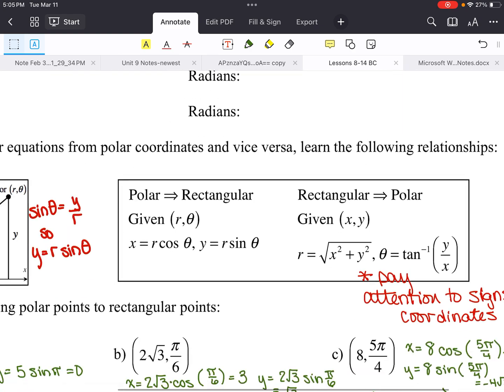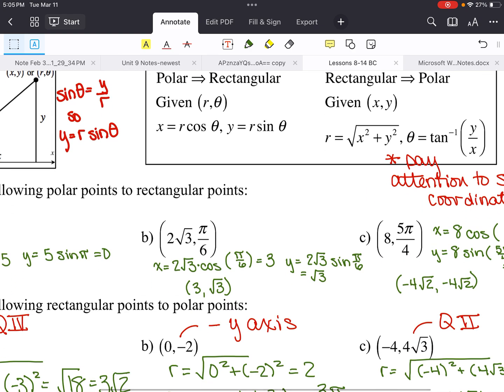So one of the things you're going to be expected to do is, again, switch between rectangular and polar, just like you switch between rectangular and parametric. So we've got to have like some reference. I've got to have some way of turning x's and y's into r's and thetas.